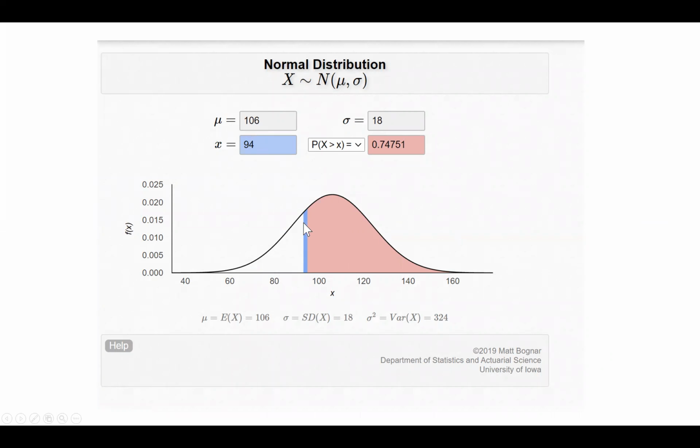Then again, we have to choose. Do we want to go less than 94, or higher than 94? In this case, we want X to be greater than 94. So you click on this little toggle, boom, and here we go: 0.74751 is what we want, and we're done. That's how much area is covered underneath here rather than here. So about 74%, almost 75%, of the data is covered in here, as opposed to about 25% here.